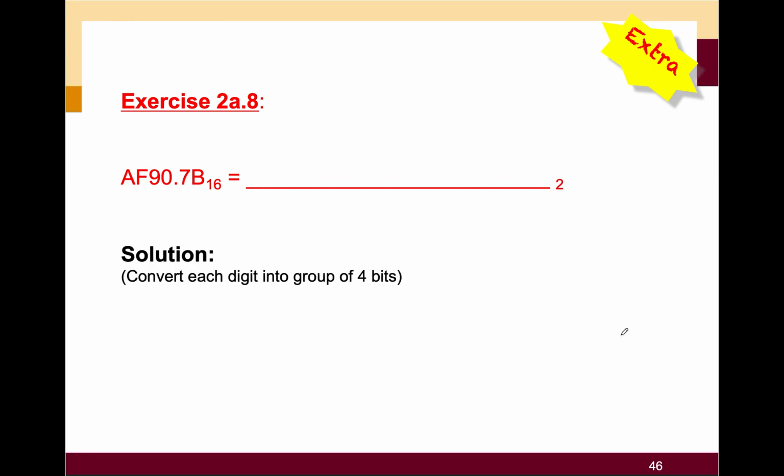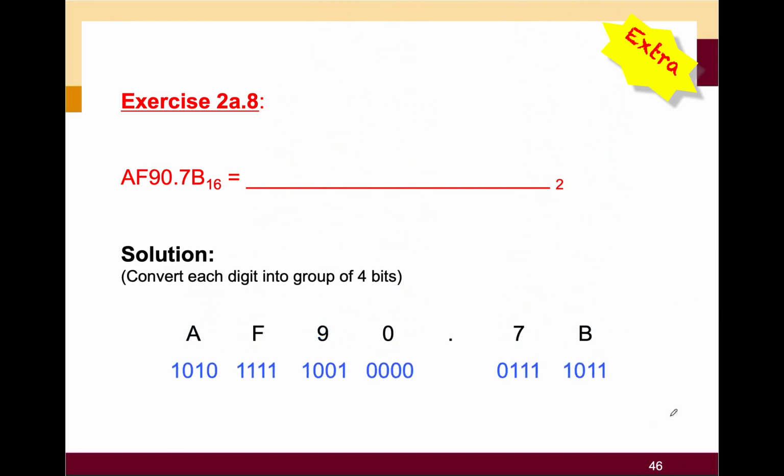So this is also another example you can try, and you will be given the answer too. So over here, because you want to convert from hexa to binary, you will get 4 digits as your conversion.